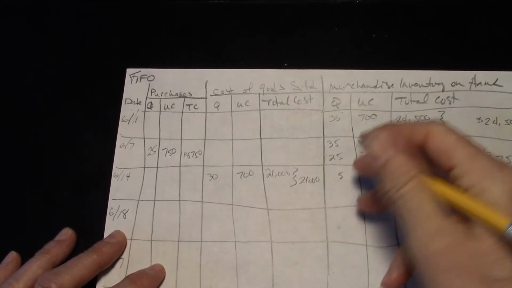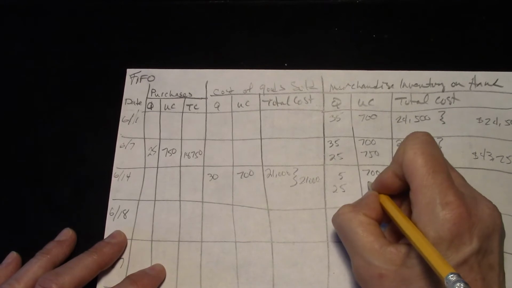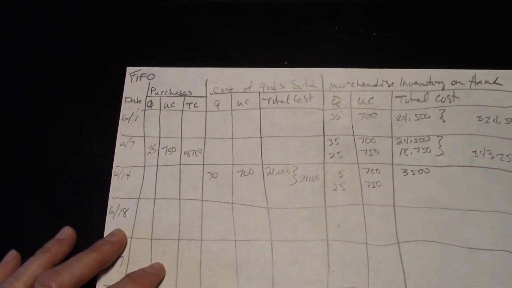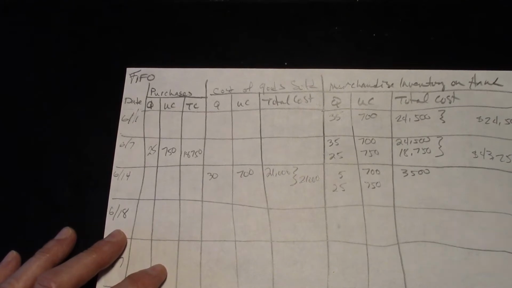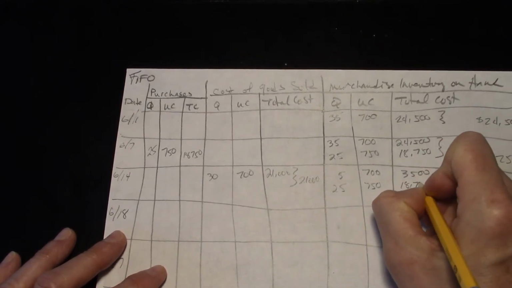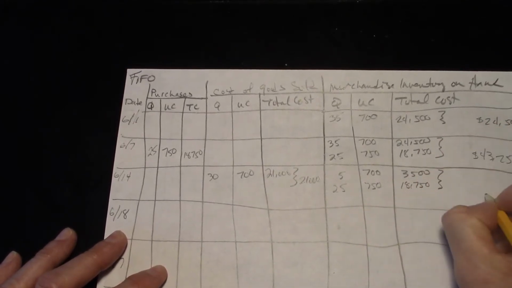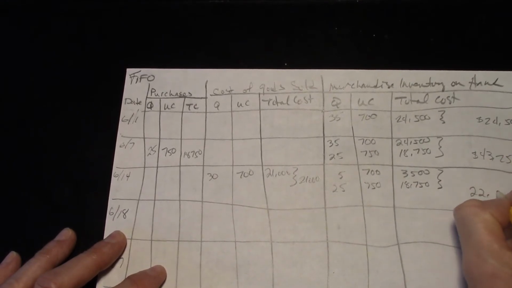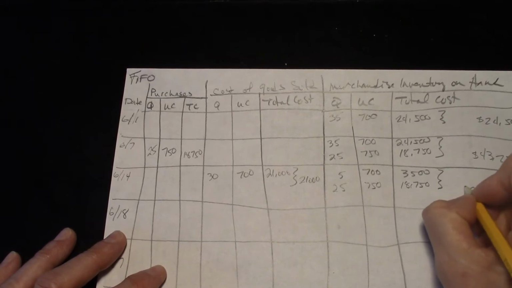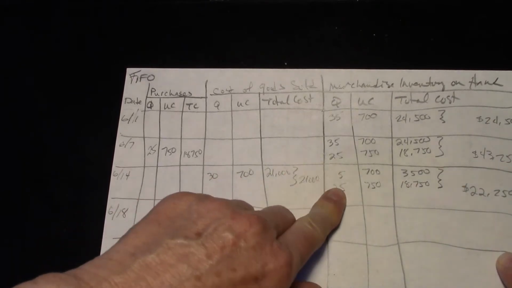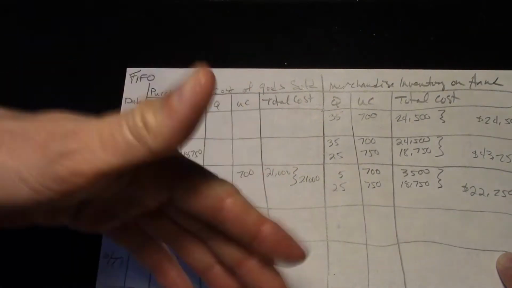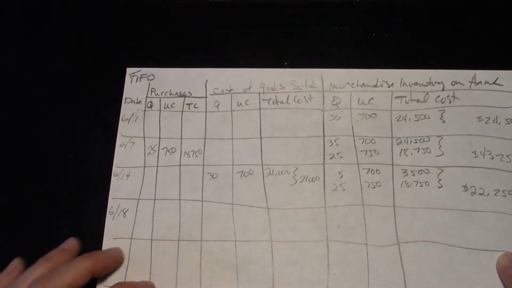And I still have all 25 of the $750 sofas, so that is still 18,750. Now if I add that, that gives me 22,250. All right, so I have 30 sofas, and my cost was 22,250. They cost different amounts, but that's the total.